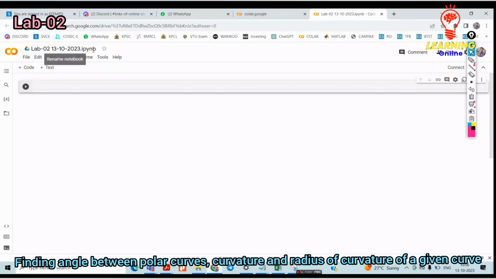.ipynb is the extension for this particular file to execute Python. Keep this in mind, don't forget it. What is the extension for the Python file in the case of Colab? That is ipynb, which you can remember. Once you have done this, in this cell you have to write your particular code.